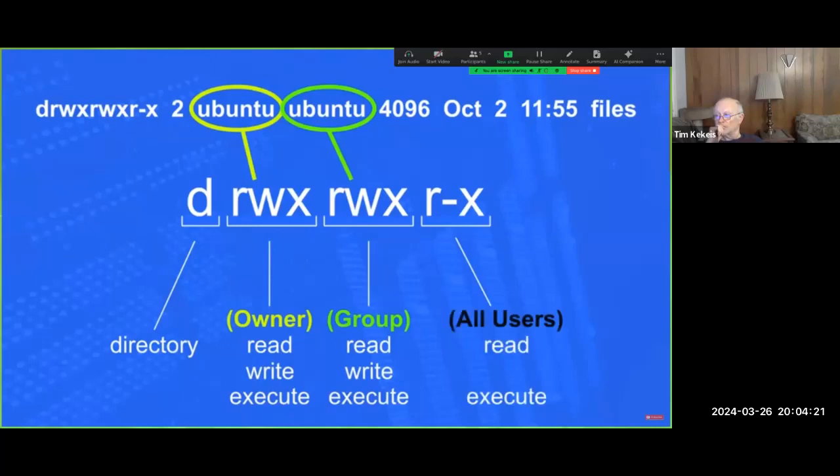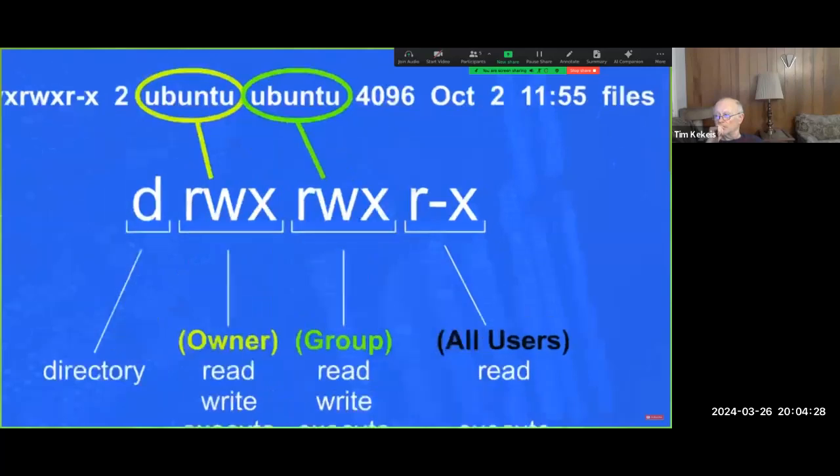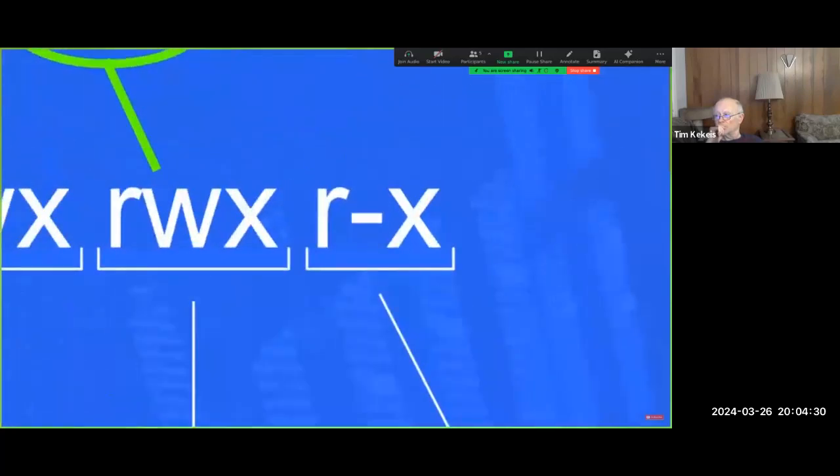And finally, what can all other users do? Well, they can read and execute only. They can't write. So when you're not given a privilege, you get this dash. So we get r-x. Read, can't write, but you can execute.